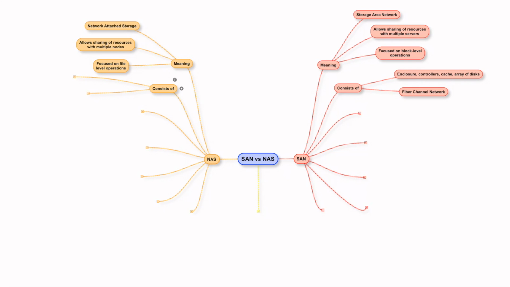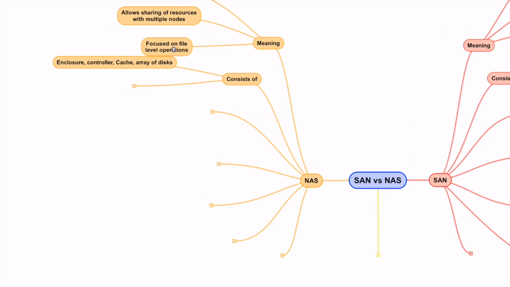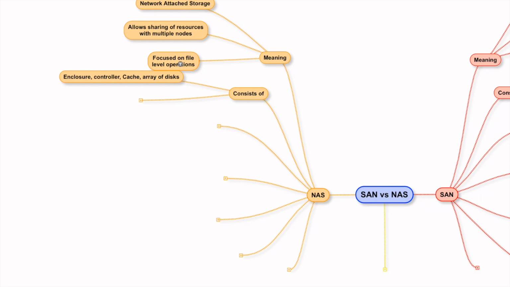What does it consist of? Yes, it has the same structure as a SAN. It has an enclosure, two or more controllers, a cache, and arrays of disks on the storage. So these are the main components. There are a lot more components here, but these are the major ones.